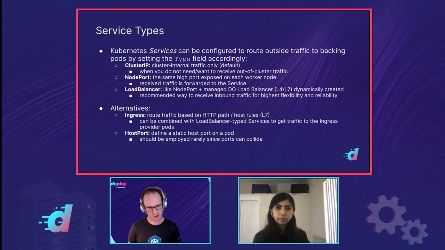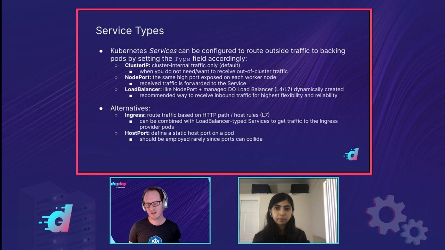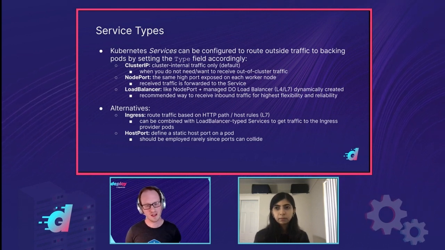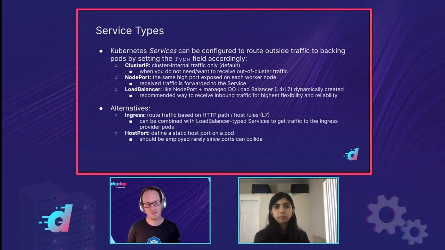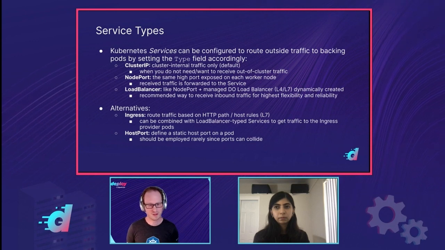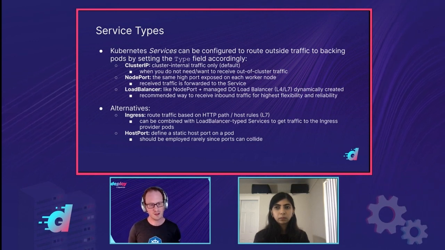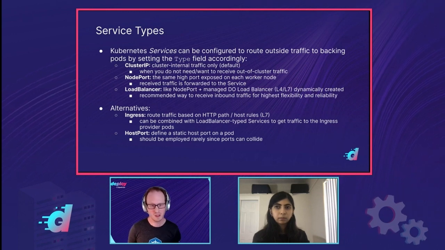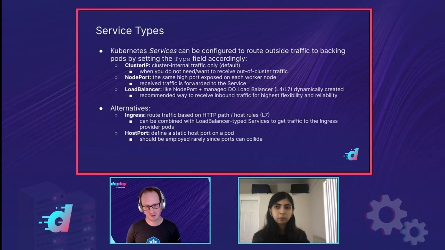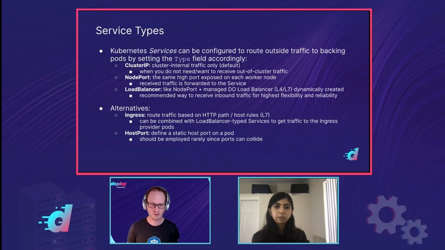Then there's node port. When you set node port, then what Kubernetes does for you, it assigns a random high port, but the same high port on each of your worker nodes. So with that in mind, you can send traffic towards that specific high port on any worker node, and that traffic is then forwarded to the service and subsequently to your pods.